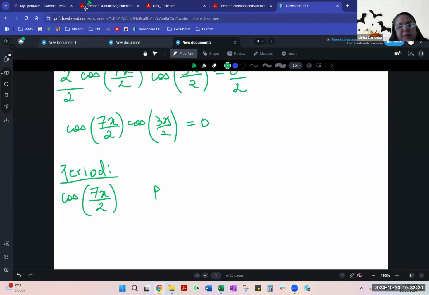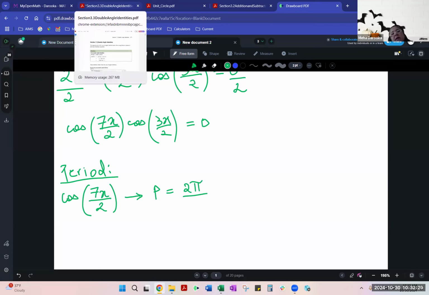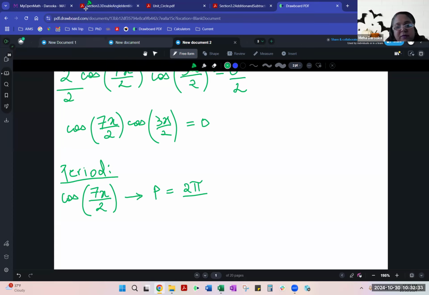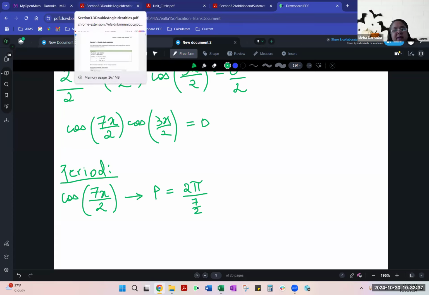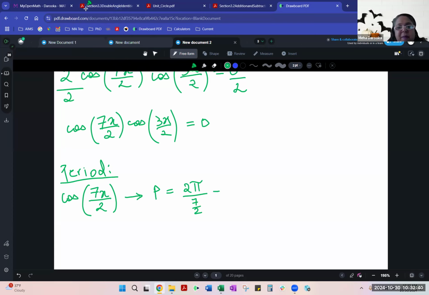So remember again, period is going to be the original period for the cosine function divided by the b coordinate, right? So in this case, the b coordinate is going to be 7/2, right? So how would you clean that up, and what does that answer come out to be?